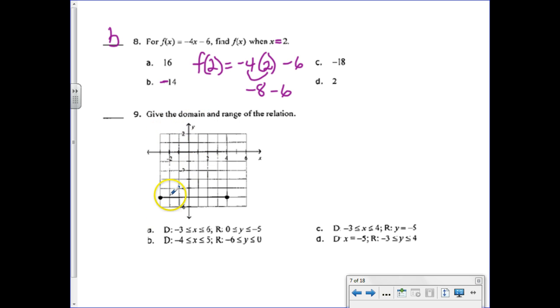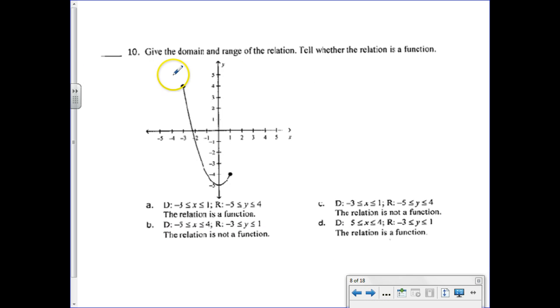Give the domain and range of this relation. Now let me draw this in better because it's not as easy to see on here, and especially on your worksheet, it really doesn't show up. But this is a completely horizontal line between these 2 points. When you look at your x values, they go anywhere from negative 3 to positive 4. So your domain goes from negative 3 to positive 4. The range, I only attain one y value. Everything is at negative 5, so it is C.